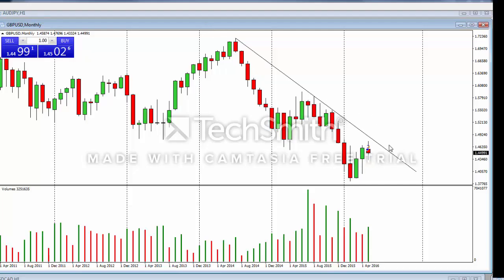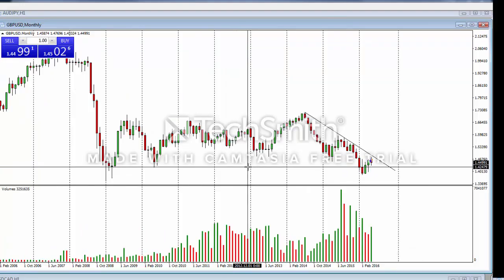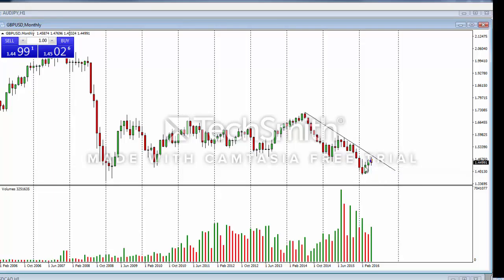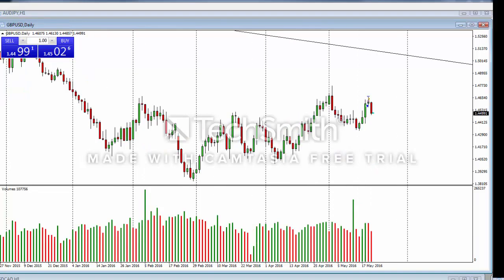So weekly, still in the downtrend. We haven't touched the trend line, so we've come off a fairly decent level of support down here at the low. Retaken this level, and it looks like we could be looking for a move higher and a break higher on this trend line. So let's take it down to the daily.